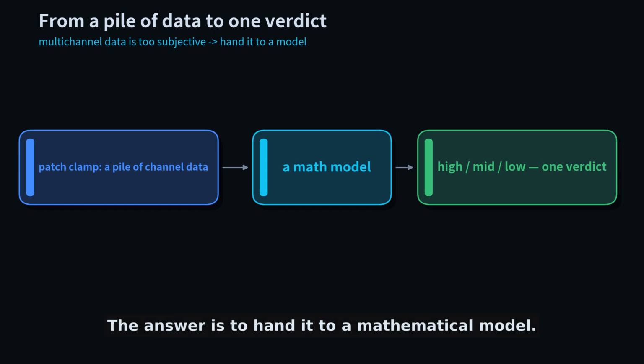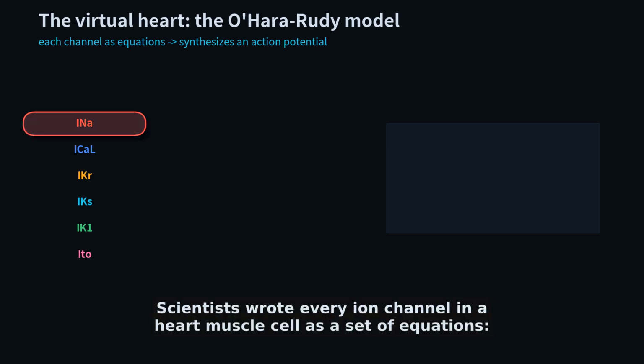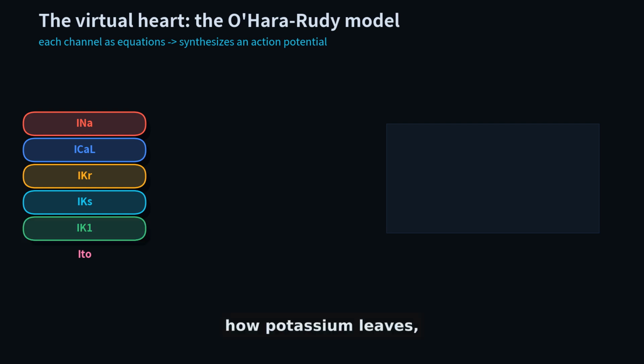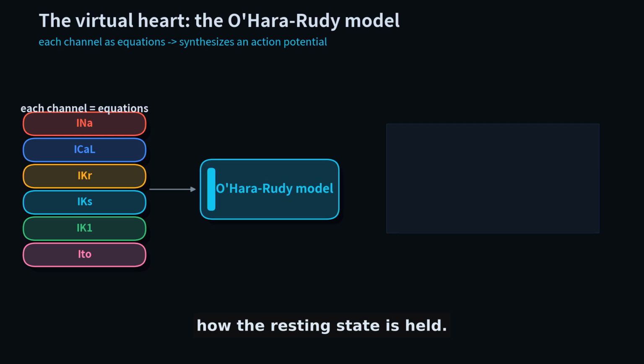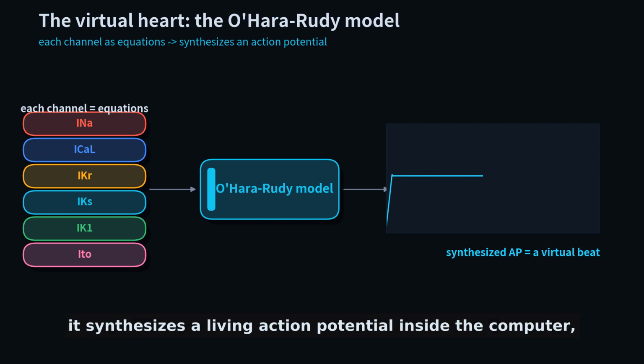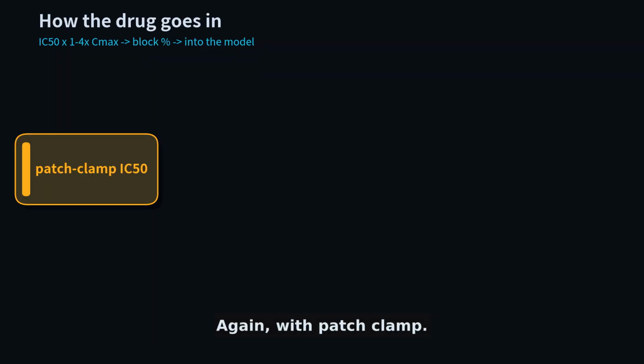The answer is to hand it to a mathematical model. The classic model is the O'Hara-Ruddy human ventricular model. Scientists wrote every ion channel in a heart muscle cell as a set of equations. How sodium enters, how calcium rushes in, how potassium leaves, how the resting state is held. Feed it the current of each channel, and like assembling building blocks, it synthesizes a living action potential inside the computer, one virtual heartbeat.